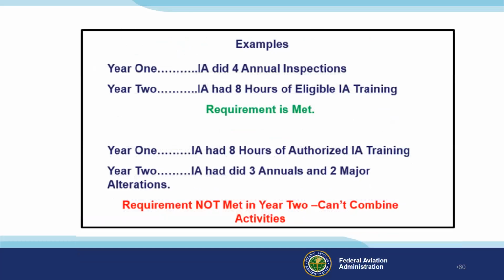So let's look at a couple examples. Year 1, an IA did 4 annual inspections. Year 2, the IA had 8 hours of eligible IA training. And green, the requirement is met.